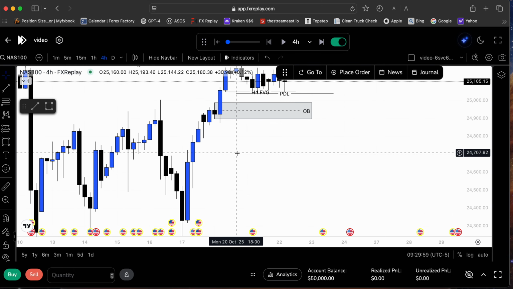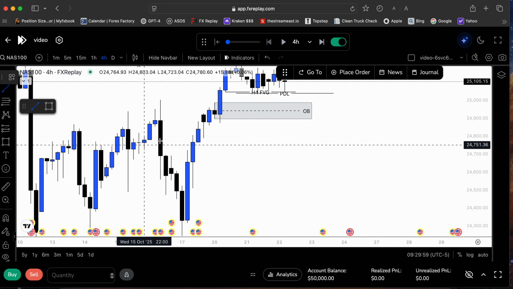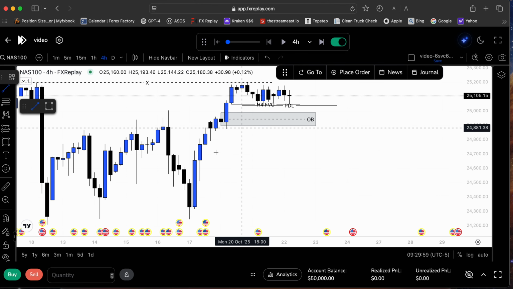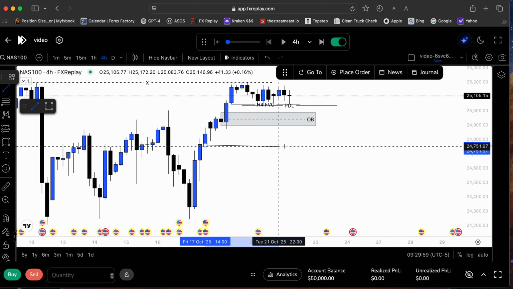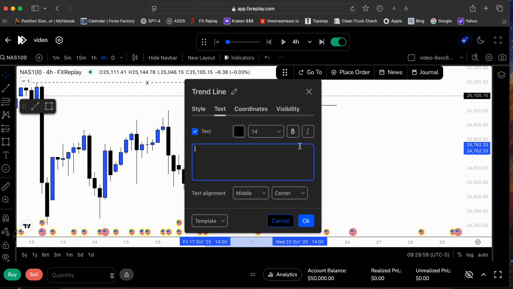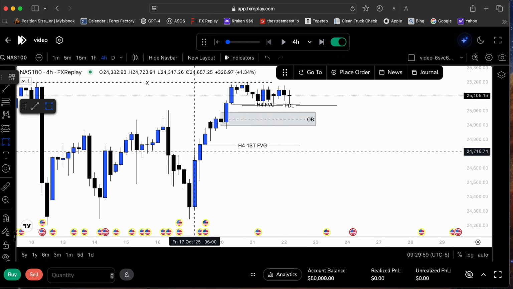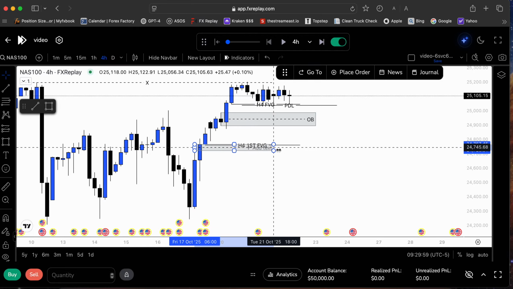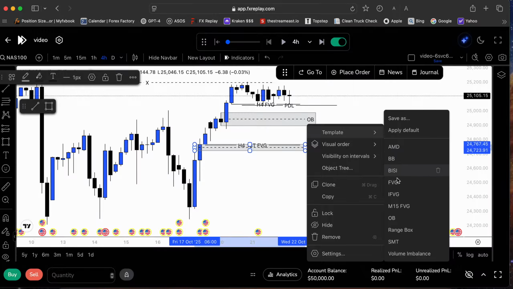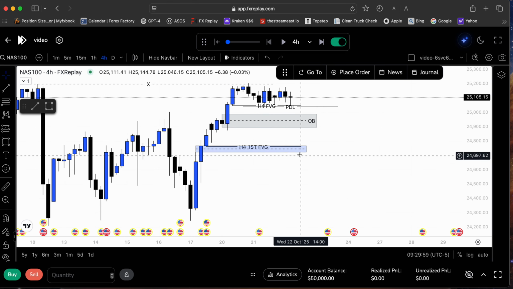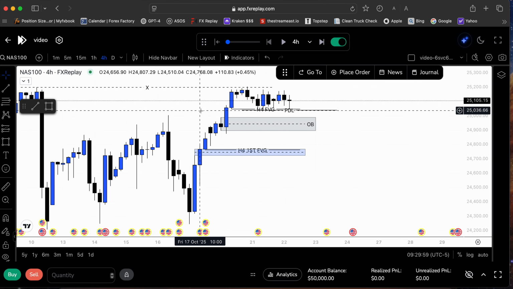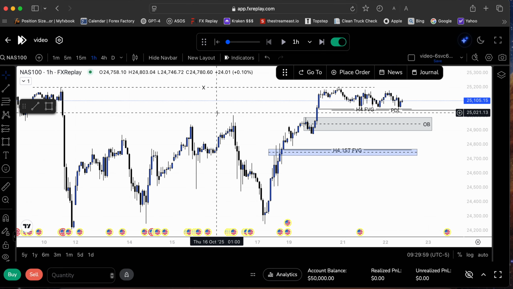Another key point right here: see this massive leg, the current leg we're on? This is the previous candle's 4-hour fair value gap. So I'll name it H4 first fair value gap for now. That's fine. And I'll make a box for that. Okay. Are we missing anything else? Not on the H4. I think that's good for now. Let's go on the H1.